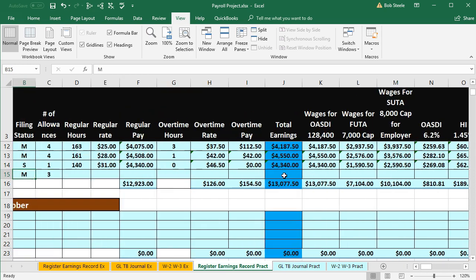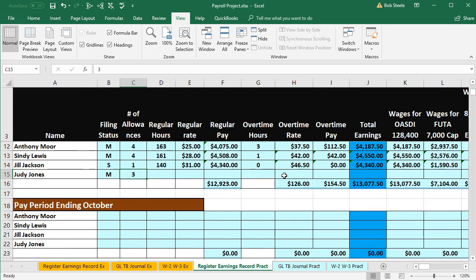Next one, we're going to scroll back over, last employee, married 3. We're going to say this is a salaried employee. So this time we're just going to say salary for the regular pay. Actually, we're going to say salary for the regular hours. And we're going to say that it's 35,000. And the total earnings is just going to be the same. So we'll just say that equals the same amount.